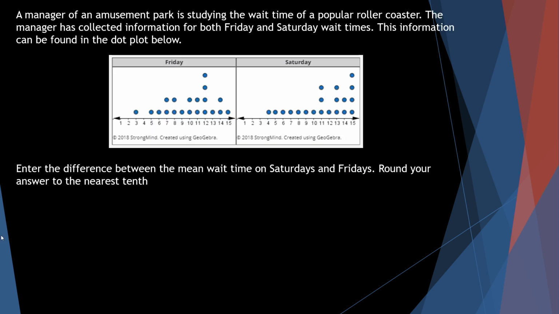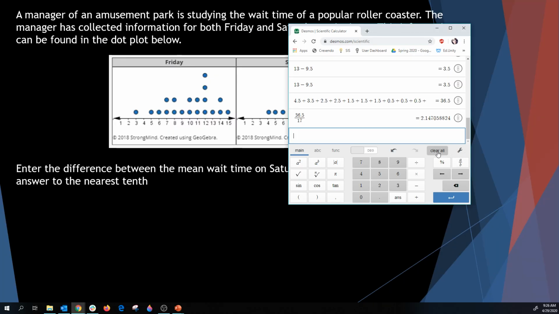A manager of an amusement park is studying wait time of popular roller coasters, and he's collected this data for Friday and Saturday. We want to know what is the difference between the mean wait times. Round your answer to the nearest tenth. So to find the difference between the means, well, first we have to figure out what those means are, which means we need to take the average. So let's start with Friday. I'm going to add up together all the wait times for Friday.